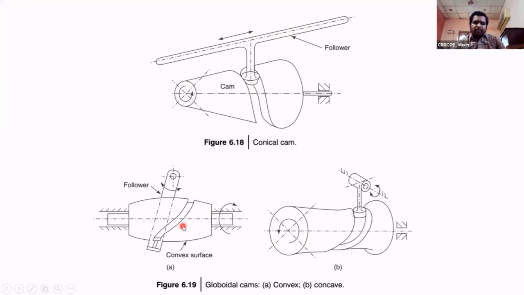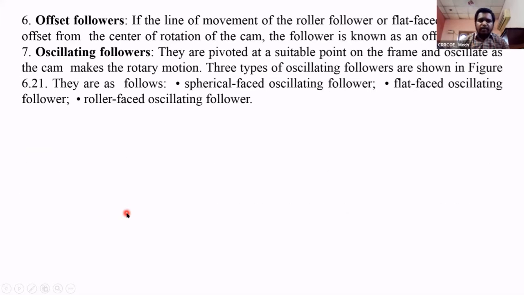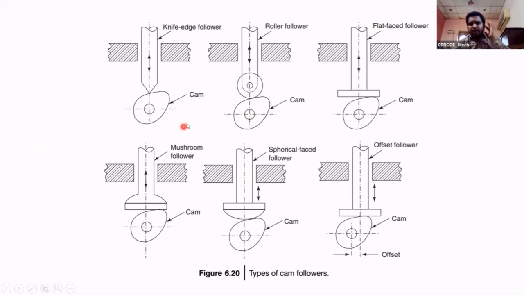Here, this is the convex type, this is the concave type. Here, the rotation of the cam causes oscillations in the follower. And we have different types of followers: knife edge follower, roller follower, flat faced follower, mushroom follower, spherical faced follower, offset follower and oscillating followers. These are the different types of followers.